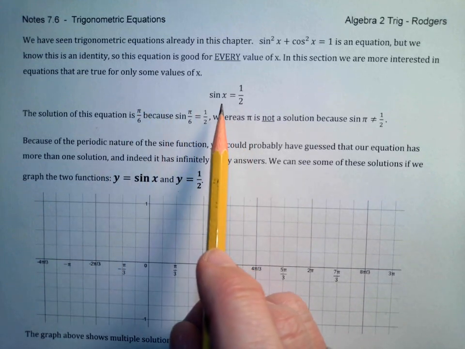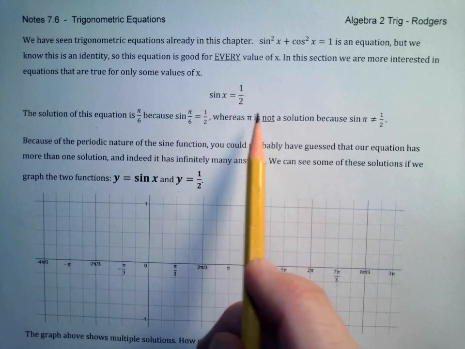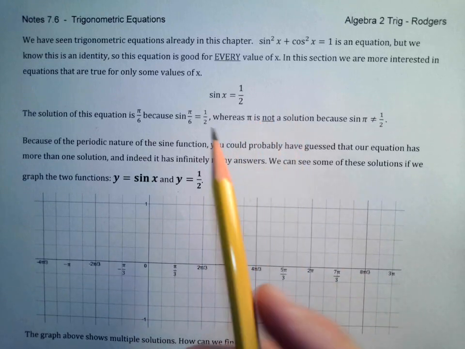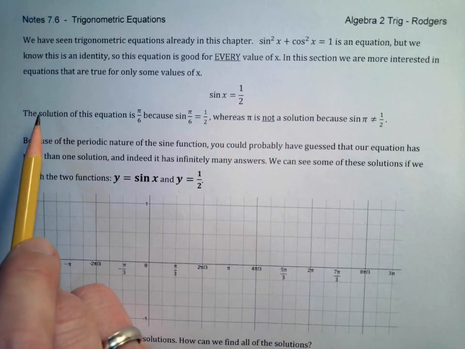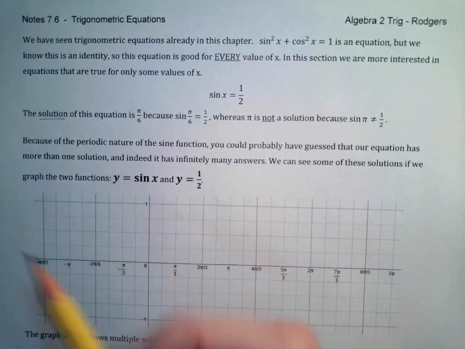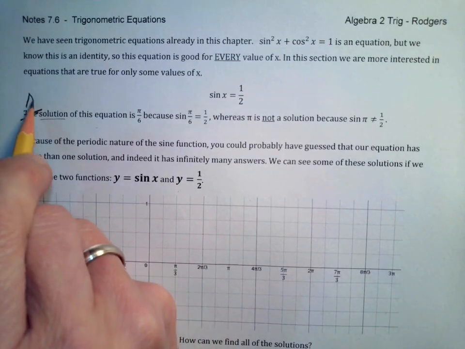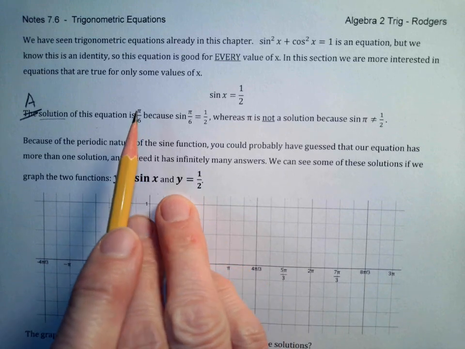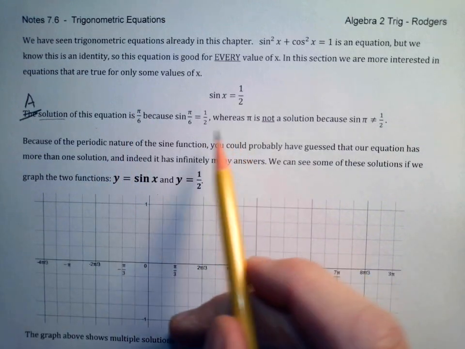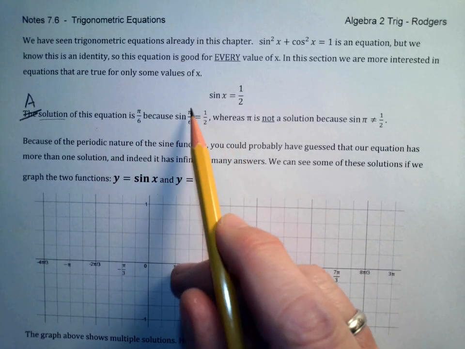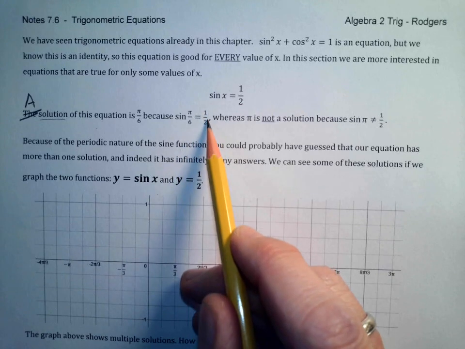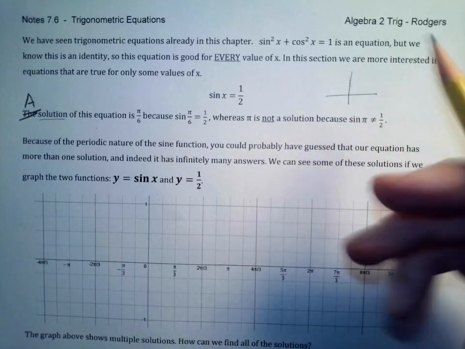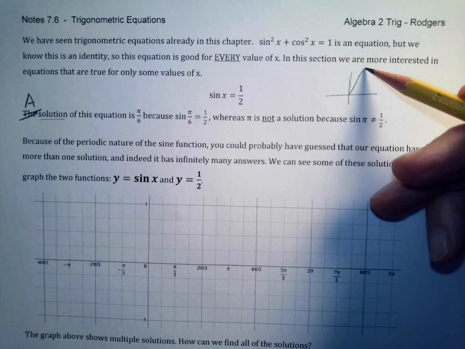So we might look at an equation like sine x equals 1/2. Of course, I say here the solution, but a solution would probably be better. A solution to this equation would be pi over 6, because sine of the angle pi over 6 is equal to 1/2. If we think about drawing a picture here, I go up here.